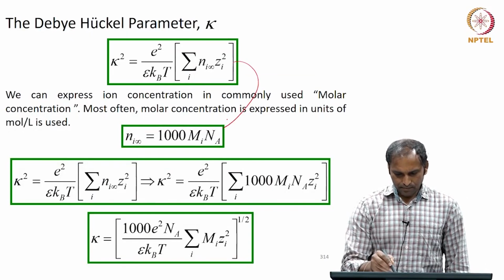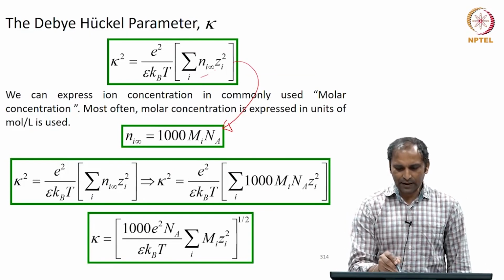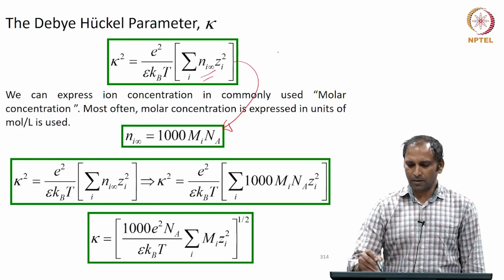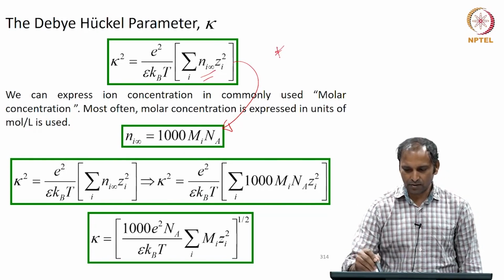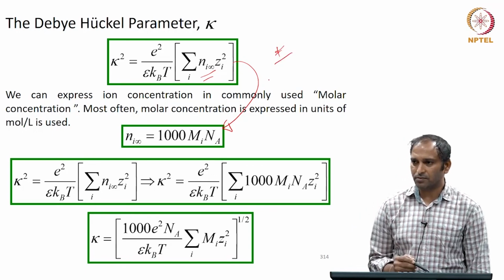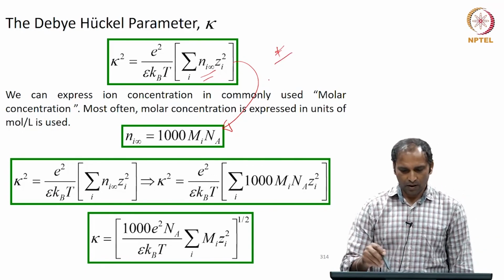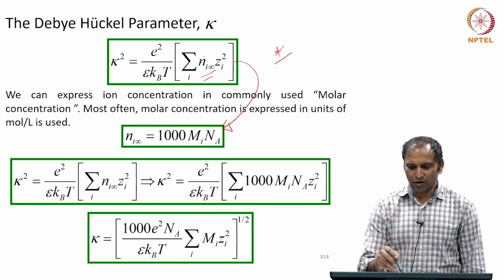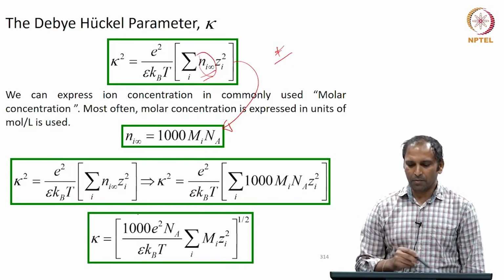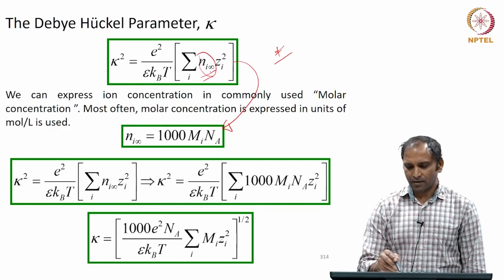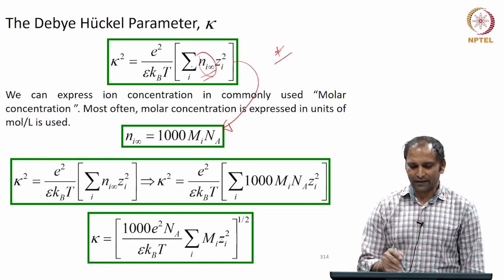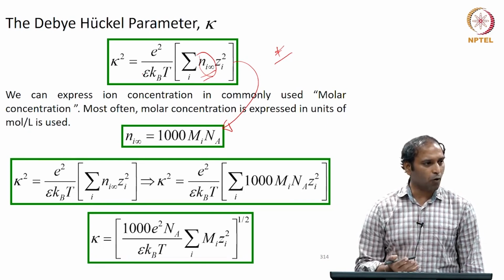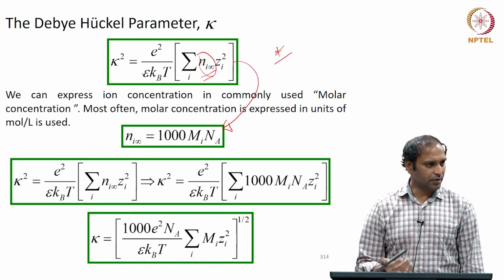Now, this Ni infinity is the concentration of ions, that is, the number of ions per unit volume, as we had mentioned. You can just rearrange this expression and express K square in terms of a more measurable quantity.